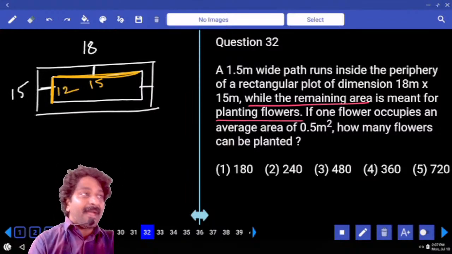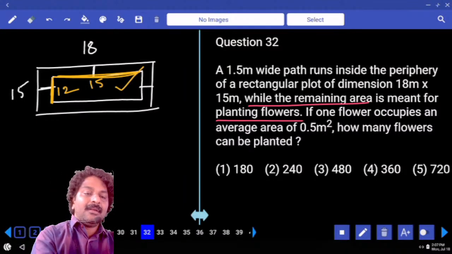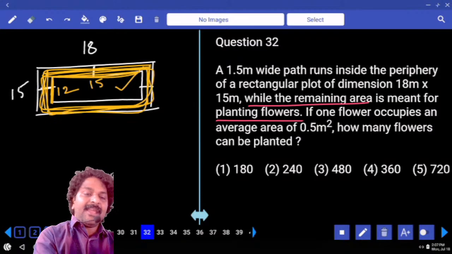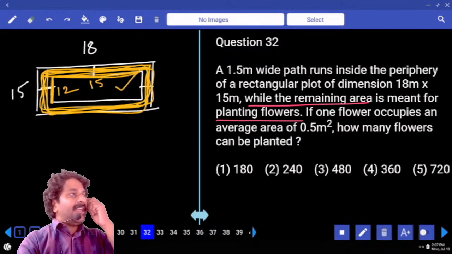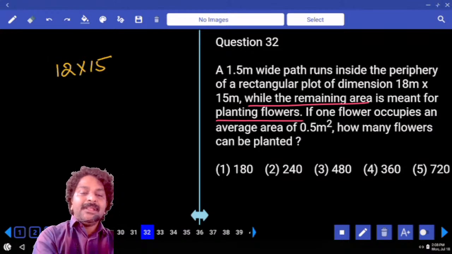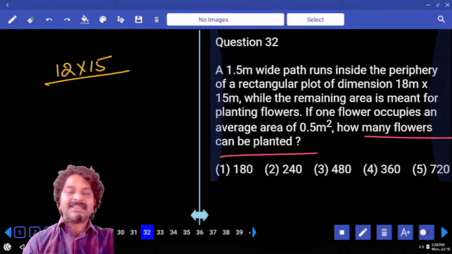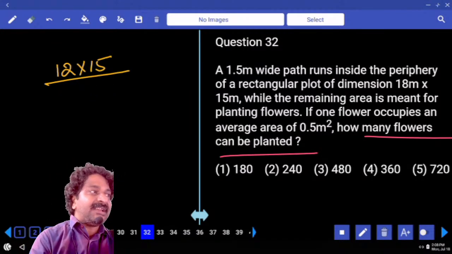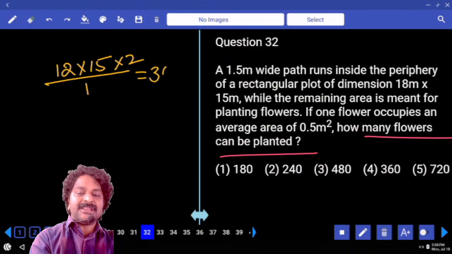When we are asked to calculate the remaining area, that is the area of the inner rectangle only. What is this area used for? That is used for the path, and the remaining area, in the sense the area of the inner rectangle whose measurements are 12 and 15 only, is the area used for planting flowers. But we were asked to calculate how many flowers can be planted. Divided by the area used for one plant only, which is equal to 0.5. Can I write it as 1 by 2? Denominator comes to numerator. Answer 360.